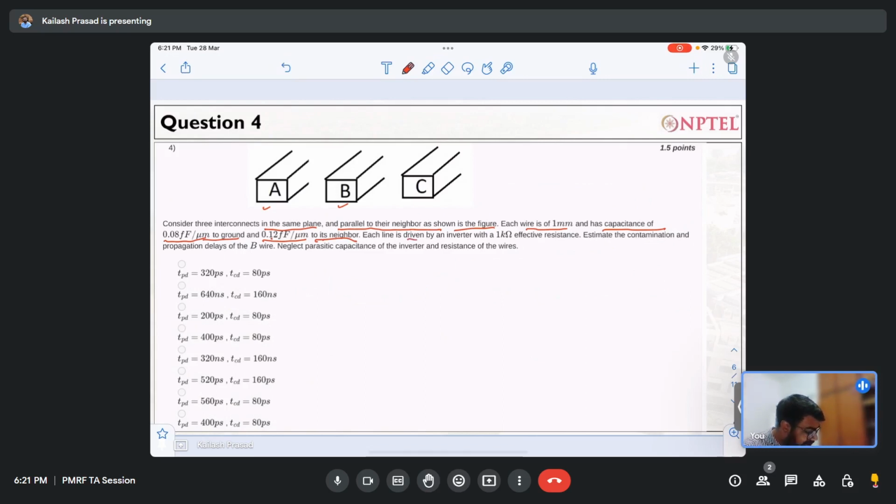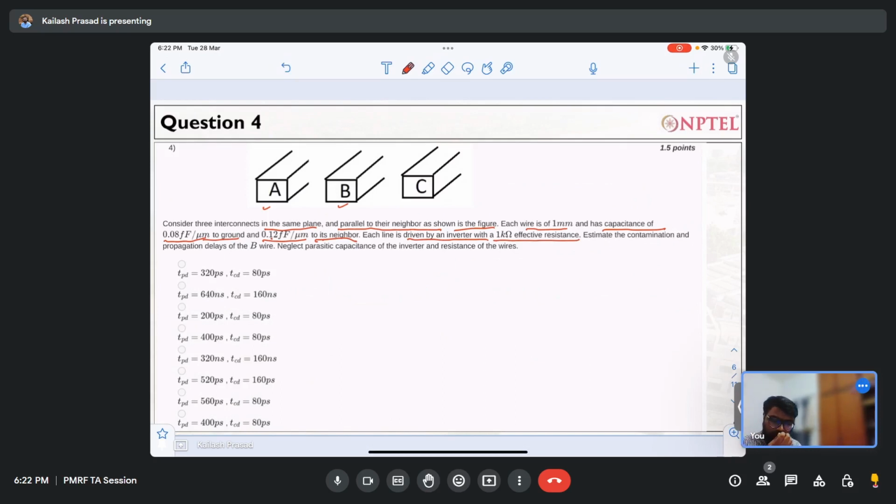Now each line is driven by an inverter with a 1 kilo ohm effective resistance. Okay, so that is also given. Now estimate the contamination and propagation delay of the B wire and neglect the parasitic capacitance and resistance. Right, so the contamination delay means what is the fastest delay of these three interconnects, right, when something is flowing through these three interconnects, and the propagation delay is the worst case delay.